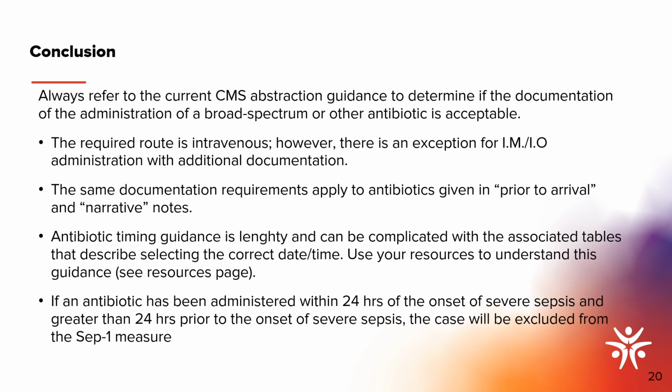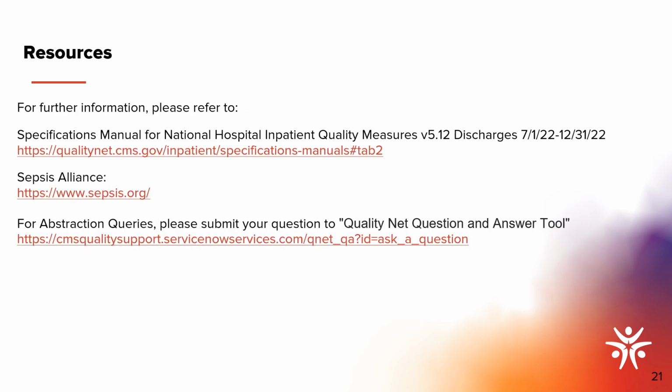Antibiotic timing guidance is lengthy and can be complicated, with the associated tables that describe selecting the correct date and time. Use your resources to understand this guidance. If an antibiotic has been administered within 24 hours of the onset of severe sepsis and greater than 24 hours prior to the onset of severe sepsis, the case will be excluded from the measure.